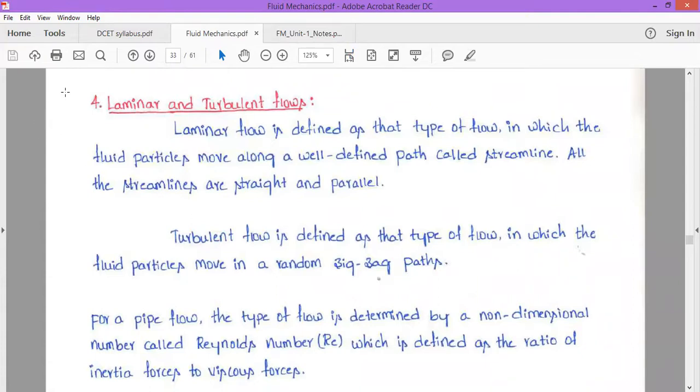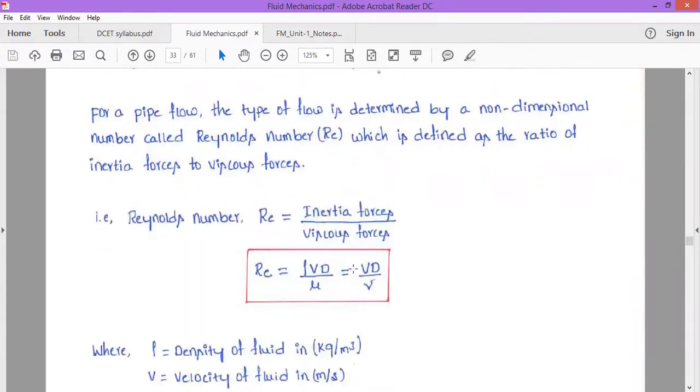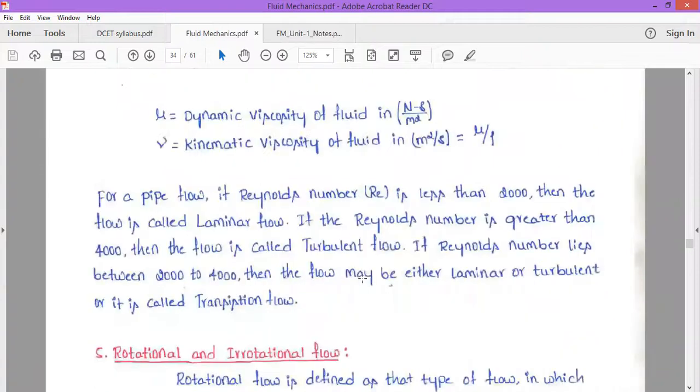In order to differentiate between the laminar flow and turbulent flow, we are going to define one non-dimensional number called Reynolds number. It is defined as the ratio of inertia force to viscous forces and it is of the order of rho Vd by mu. For fluid flowing in a circular pipe, if the value of this Reynolds number is less than 2000, it is called a laminar flow. If it is greater than 4000, turbulent flow, or if the value of Reynolds number lies between 2000 to 4000, then we can say the type of flow is a transition flow, means the flow is getting shifted from laminar to turbulent.